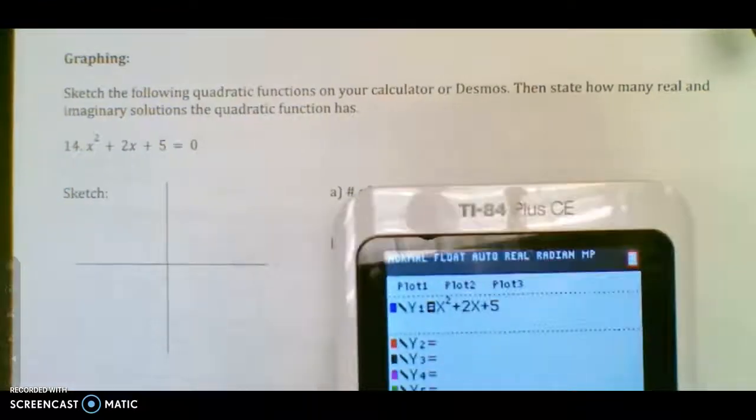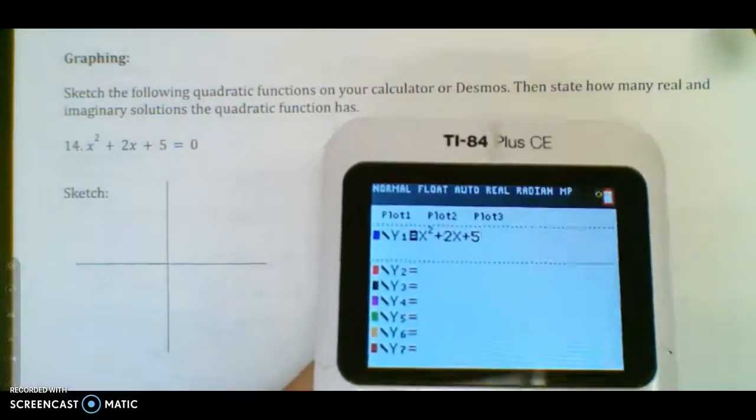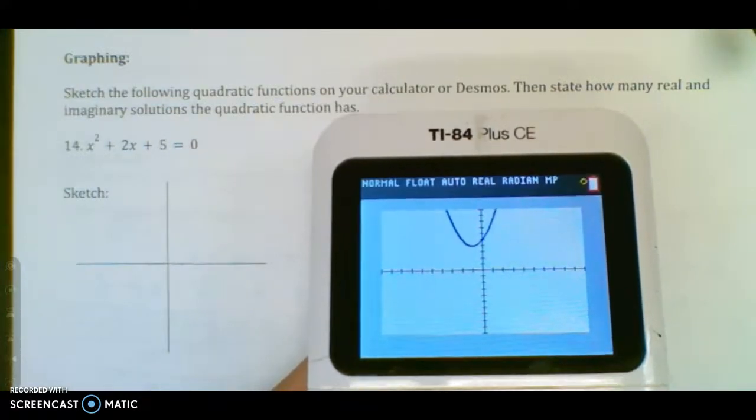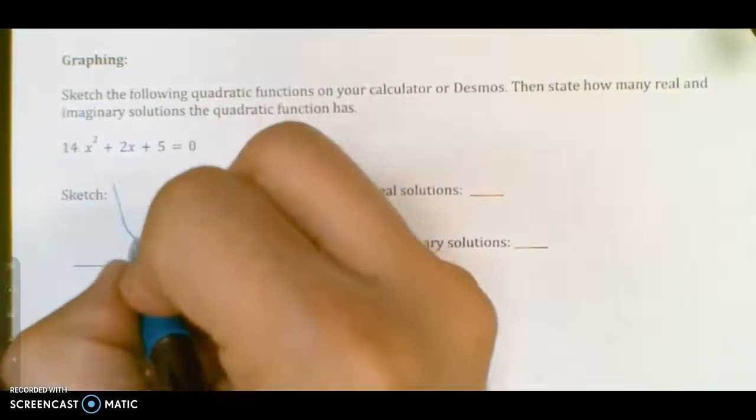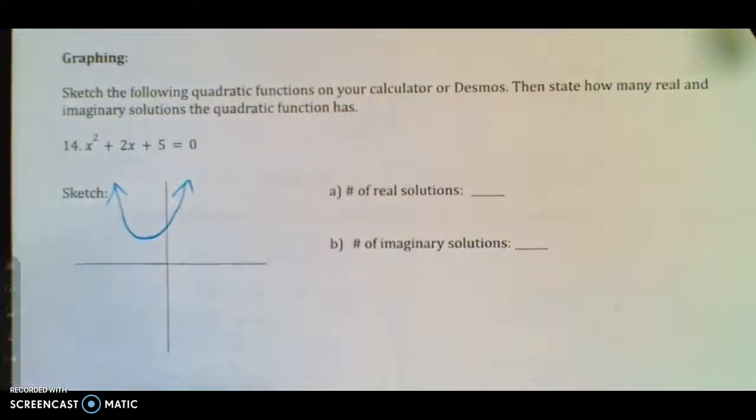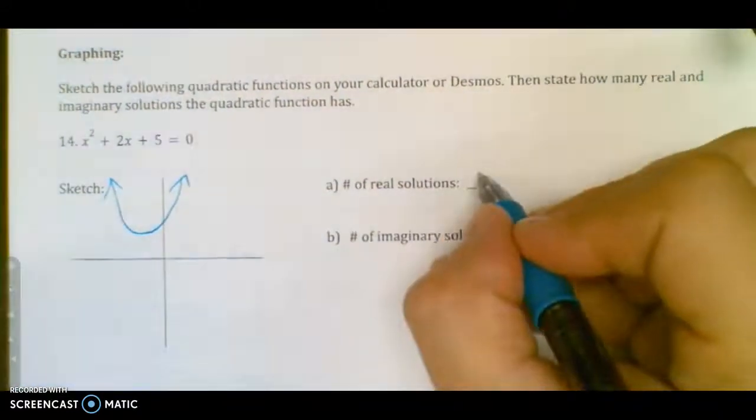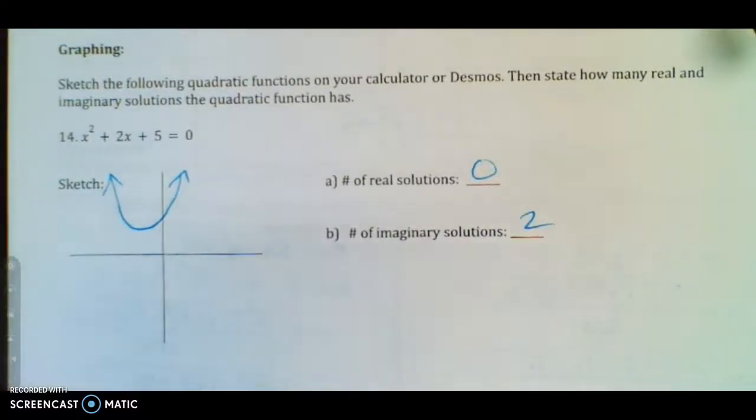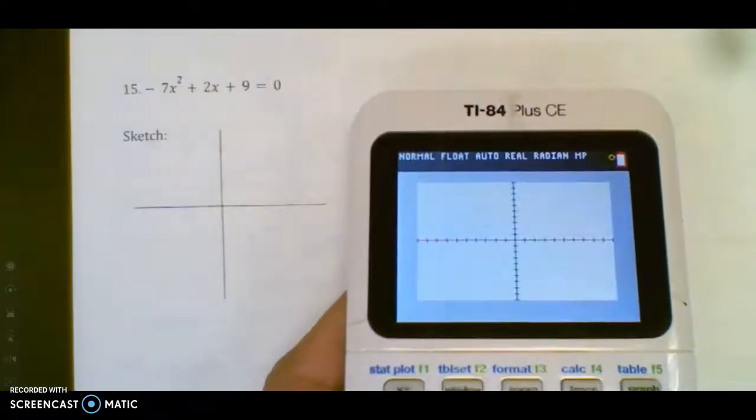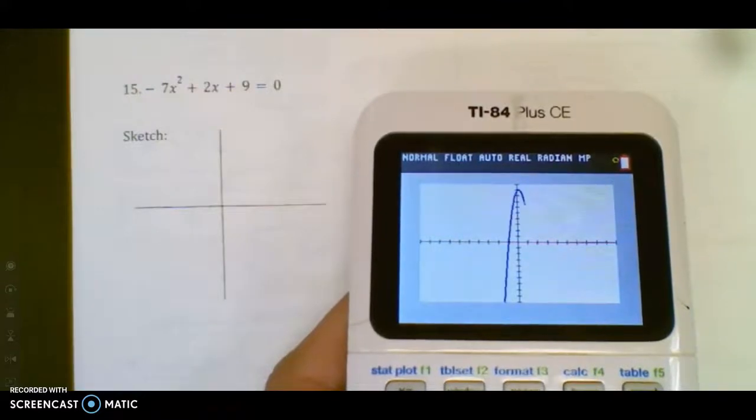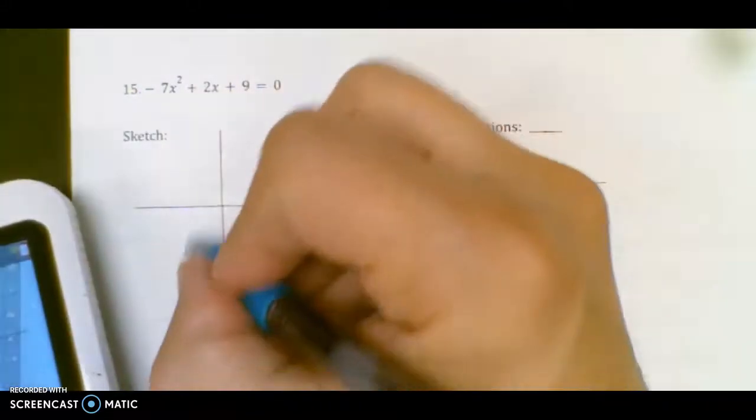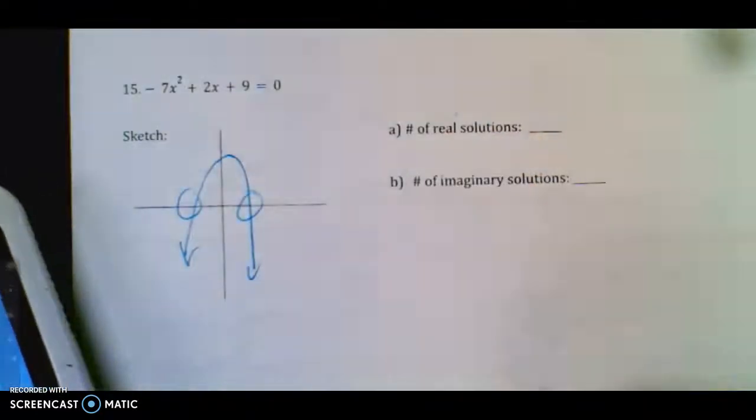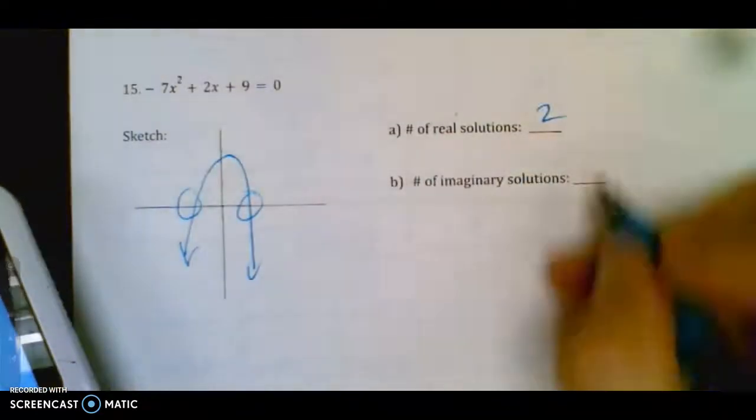Alright, number 4, I'm just trying to see if you know what it looks like to have real solutions or imaginary solutions. So if I graph this one, and it says sketch, so we're not looking for anything crazy good. If it never hits the x-axis, I have no real solutions, but I have 2 imaginary solutions. And then we look at this graph, and if it does that, alright, I got a sketch, something like this. It has 2 places it hits the x-axis, so there are 2 real solutions.